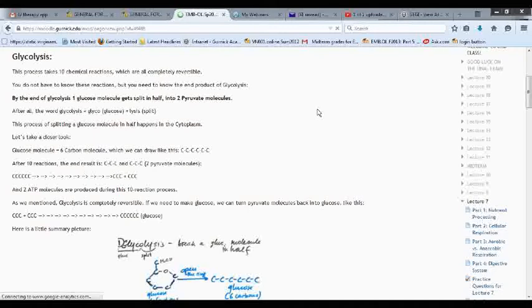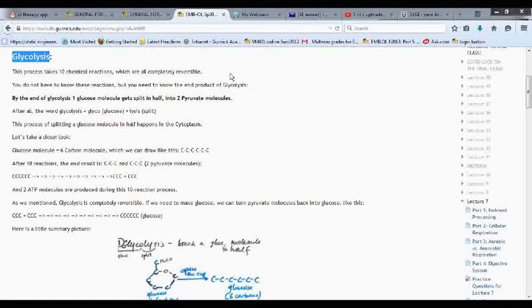Let's start with the first one, glycolysis. Okay, what's glycolysis? If you take the word glycolysis and you break it down into its parts, glyco means glucose and lyse means break. So it literally means the break of glucose. You take a glucose molecule and you split it in half. Now, this is not a single reaction. It actually takes 10 chemical reactions to do that. And that means that it takes 10 different enzymes to do that.